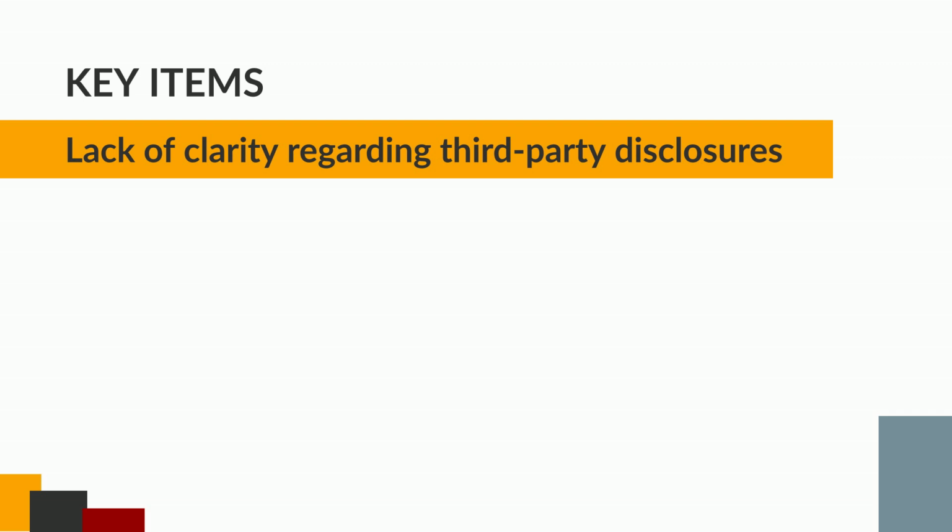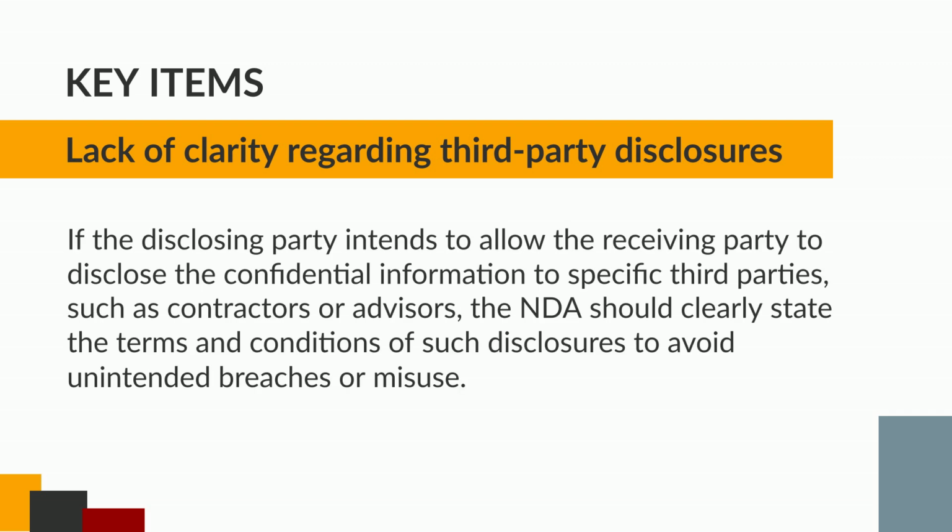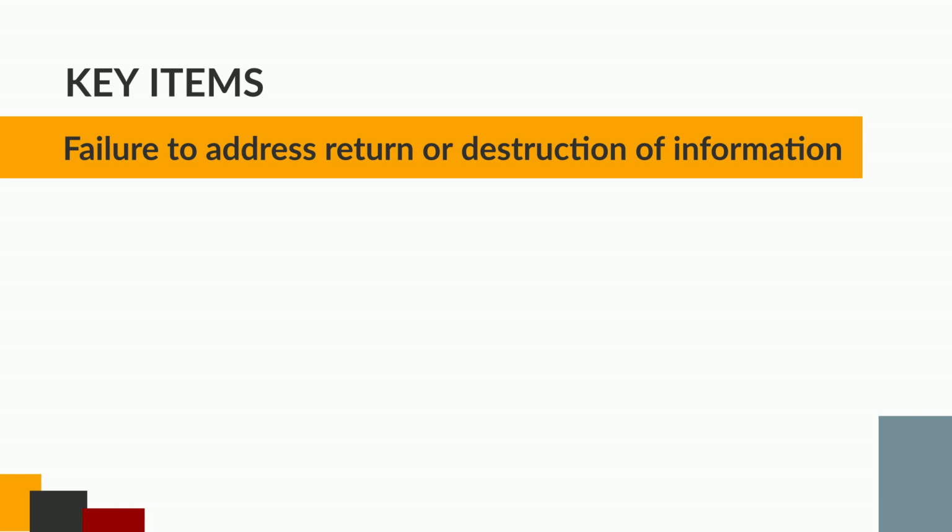Lack of clarity regarding third-party disclosures. If the disclosing party intends to allow the receiving party to disclose the confidential information to specific third parties, such as contractors or advisors, the NDA should clearly state the terms and conditions of such disclosures to avoid unintended breaches or misuse.